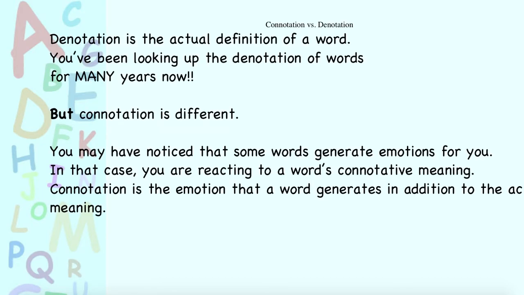So let's first talk about what is connotation versus denotation. And it's pretty simple, actually. It's just some big words for some pretty simple ideas. So, what we know is that denotation is the actual definition of a word. So, when you come up and ask me, what's this word mean? That's what you're asking. What is its denotation? You've been looking up the denotation of words for many, many years now. So congratulations, you already know what it is. You probably just didn't know the actual term for it.